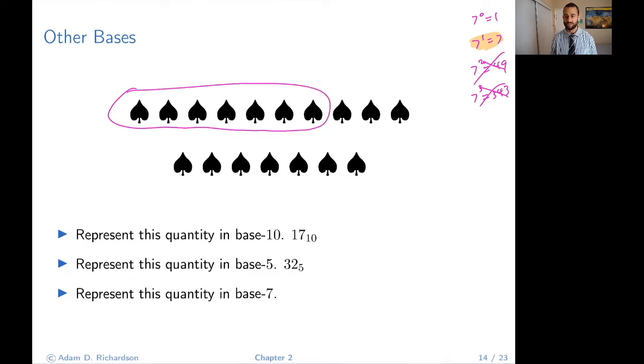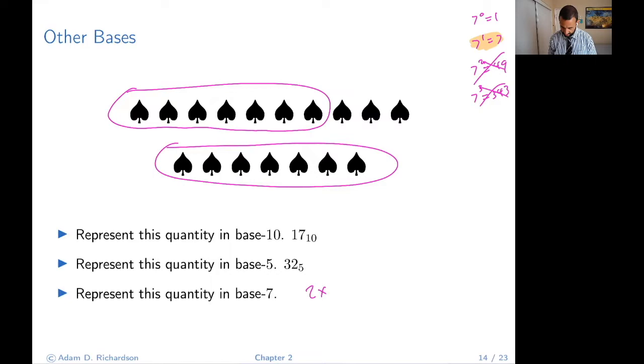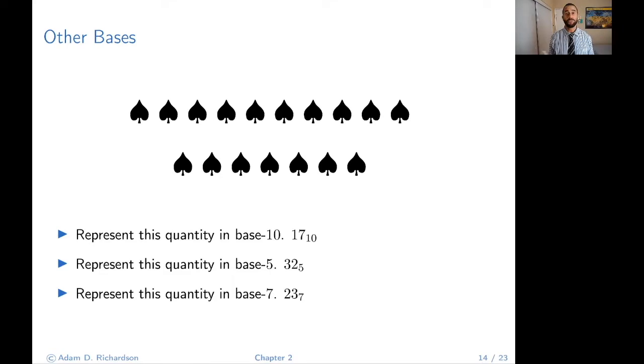Let's pick them out. There's one group of 7, and then here's another group of 7 down here. So we can get 2 groups of 7. Now we've taken care of that. We've got to do the ones. How many ones are left? 1, 2, 3. So there are 3 groups of 1. So this number is written as 2, 3, base 7. And so that's how it goes. There you go, 2, 3, base 7.